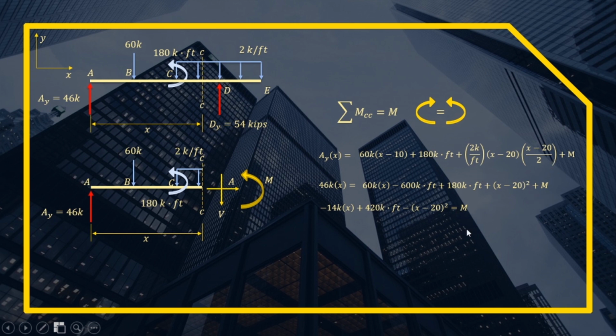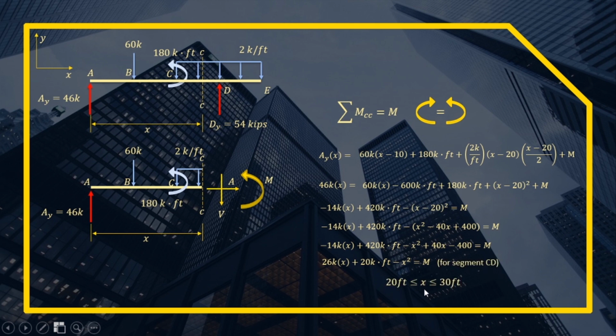Then, we can expand yung x minus 20 squared. So, negative 14kx plus 420 minus, yung nasa loob is in-expand natin, x squared minus 40x plus 400. So, i-distribute natin yung negative para ma-simplify natin yung equation. So, negative 14kx plus 420 minus x squared plus 40x minus 400 equal to M. So, combine like terms. So, negative 14x plus 40x, that is 26x. Tapos 420 minus 400, that is 20 na lang. Minus x squared equal to M. So this is now the equation for segment CD, and mag-start siya from 20 feet to 30 feet. So from C to D nga.